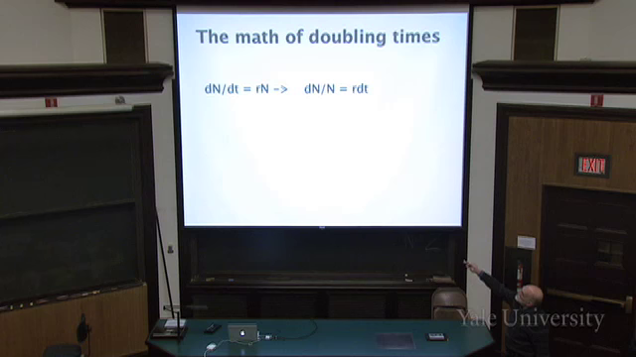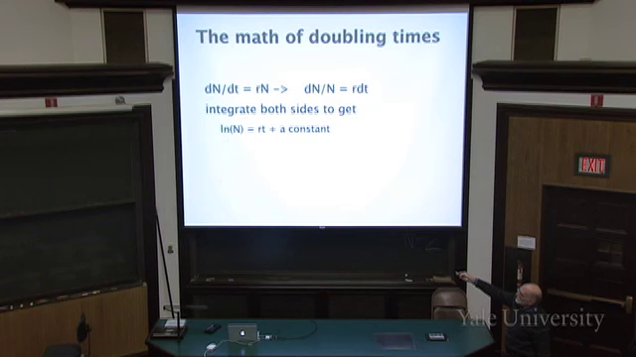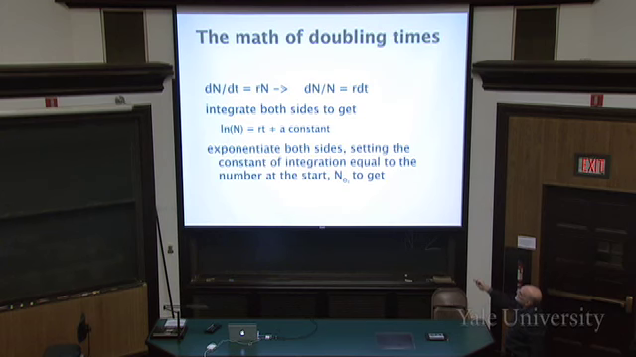So if you write this down and rearrange it a little bit, then you can integrate both sides, and you get that the natural log of the number of organisms in the population is equal to the growth rate times the amount of time that's elapsed since they started growing, plus some constant. You can exponentiate both sides, so if you raise e to the log, you get N, okay?